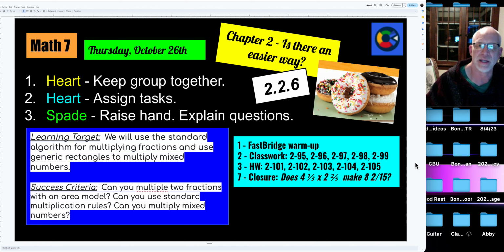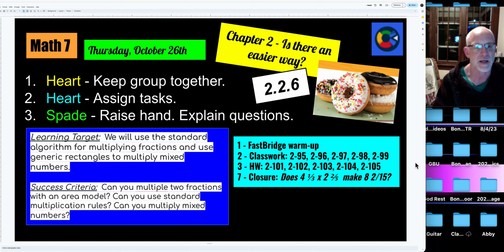So what we're working on today is Chapter 2, and Chapter 2 is "Is there an easier way?" Yesterday we looked at multiplying fractions and making area models. Now we're going to look at maybe an easier way to multiply fractions. Our learning targets for today: we will use a standard algorithm for multiplying fractions and use generic rectangles to multiply mixed numbers.